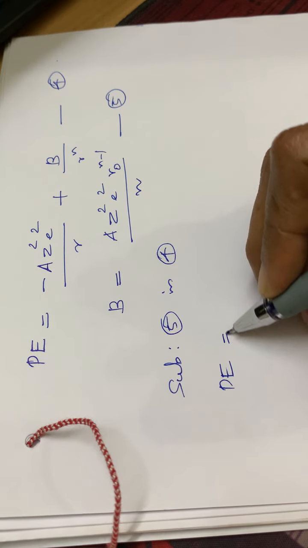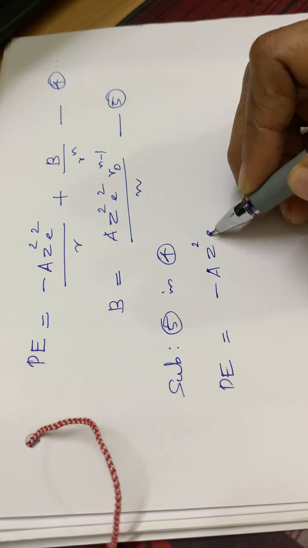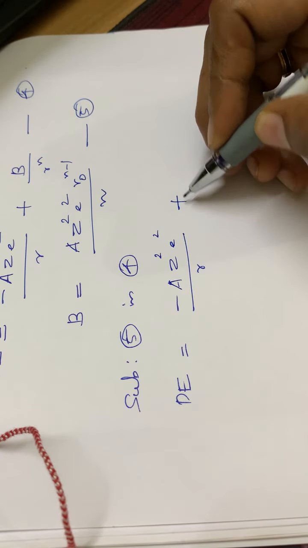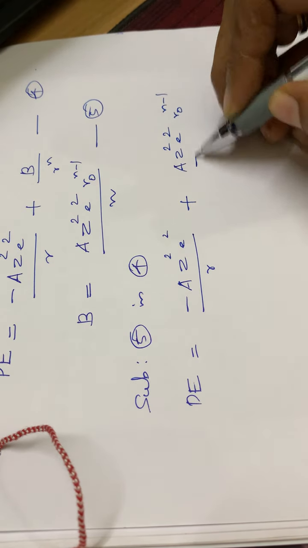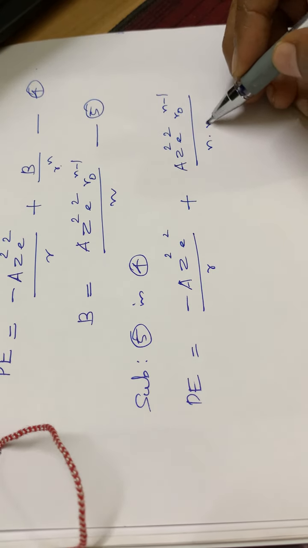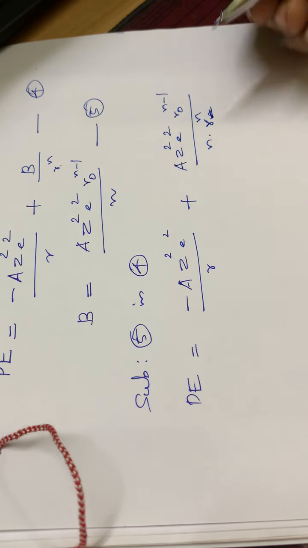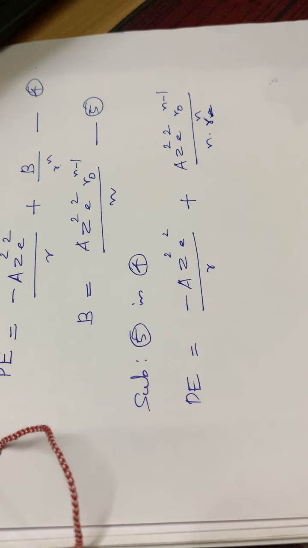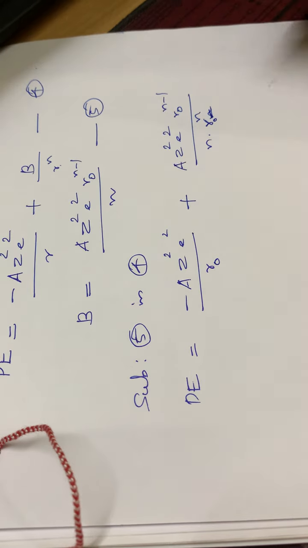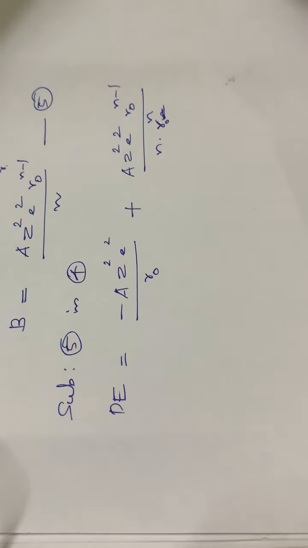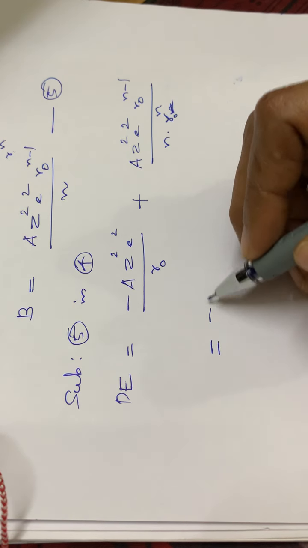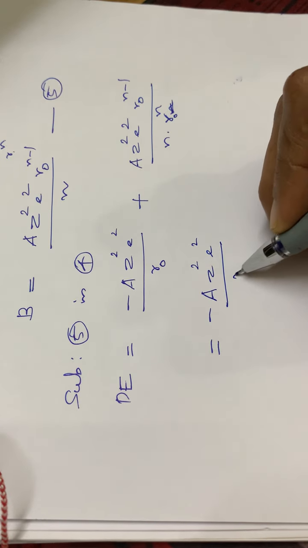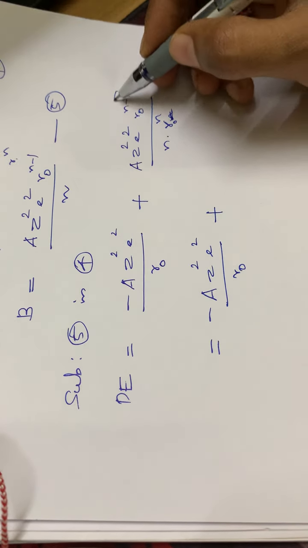So therefore the potential energy is equal to minus a into z square into e square divided by r plus, what is b, a z square into e square into r0 raised to n minus 1 divided by n into r raised to n. So here also you have to write the terms r as r0. Okay, so all the terms will be r0, not as r. Okay, so again we have to simplify this equation, that is minus a z square into e square divided by r0 plus this term you have to simplify.